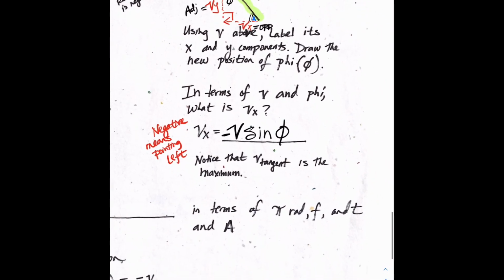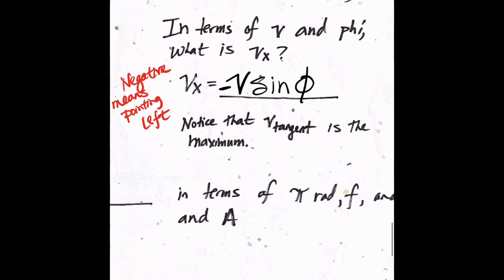All right, good. Notice that V tangent is the maximum. I tried to point that out. V tangent is V max. That was what I was trying to say there. Let me just say it really quick here. V tangent is V max.